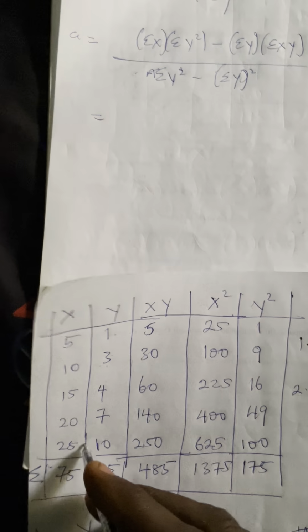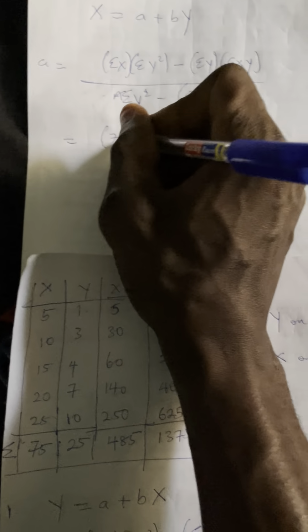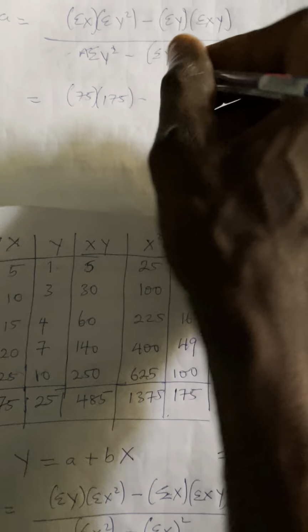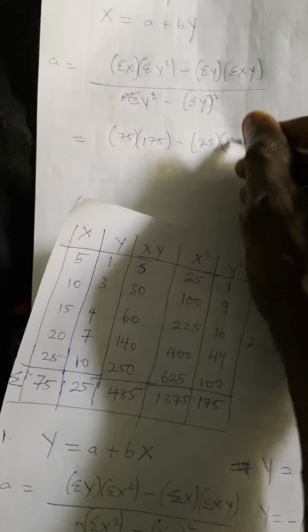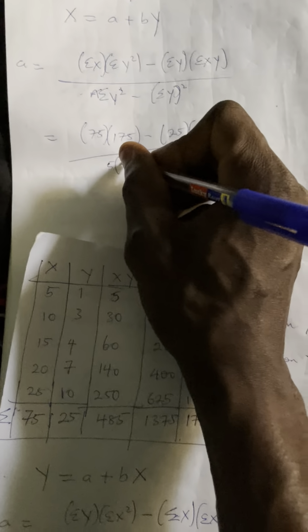Now, let us get the values. What are the values we have here? We have the summation x. Don't forget, the value of the summation x here is 75. Then summation y square, that's 175, minus summation y, that's 25. Summation xy here is 485, over n is 5, bracket summation y square, that's 175, minus summation y, that's 25, so square. The final answer here should give us 4. Yes, when you press it on the calculator.